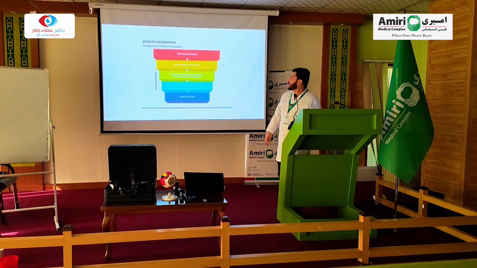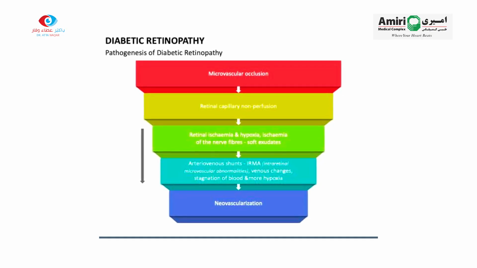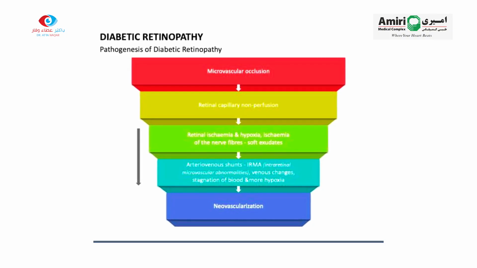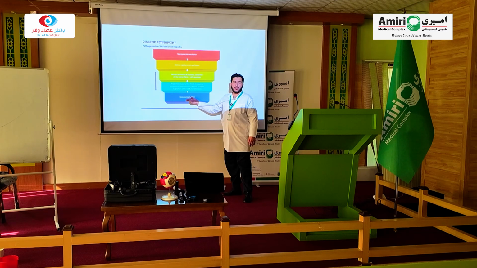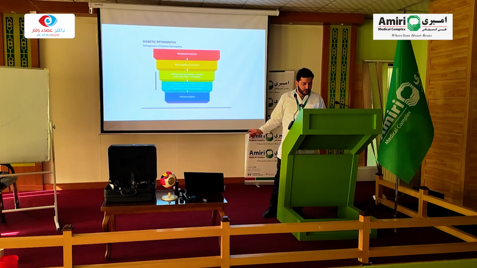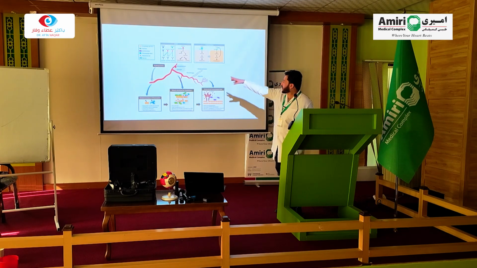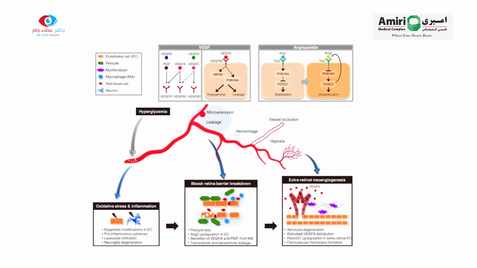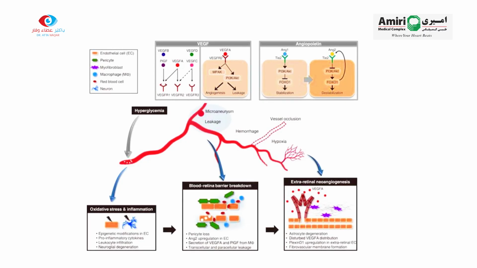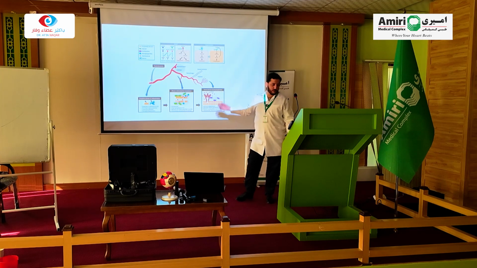This is diabetic retinopathy. Microvascular occlusion, number one. Retinal capillary non-perfusion, ischemia, and arteriovenous shunts will occur, and then new vascularization will occur. When there is new vascularization, that is the advanced stage of diabetic retinopathy. Inshallah, we will come to it in classification. The same things: oxidative stress due to VEGF, microaneurysm leakage, and hemorrhage will occur. These are new vessels, and extra new vascularization will occur, which will leak.